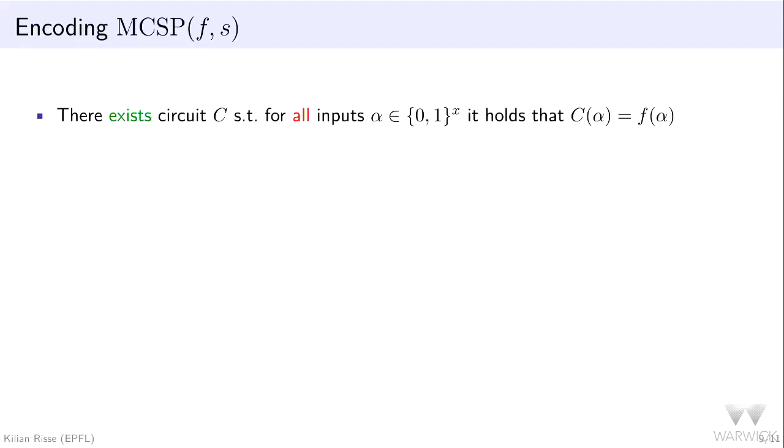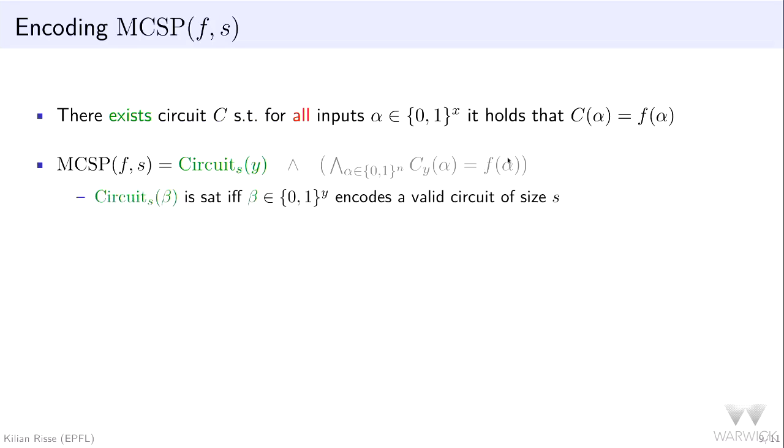Okay. So let me first come back to how to encode the MCSP problem. What is it claiming? It's claiming that there exists a circuit C such that on all inputs in {0,1}^n, this circuit actually computes the given truth table. A way to encode this is to have a CNF formula that is split into two parts. The first part ensures that these variables y encode a proper circuit. And the second formula then claims that this circuit that is encoded by these y variables really evaluates to the truth table.